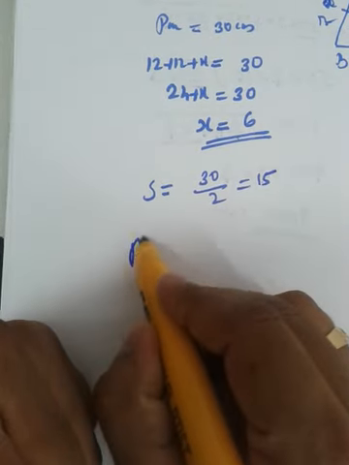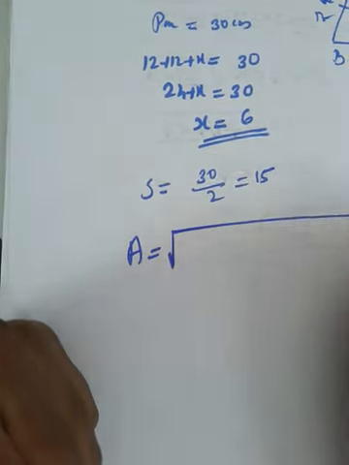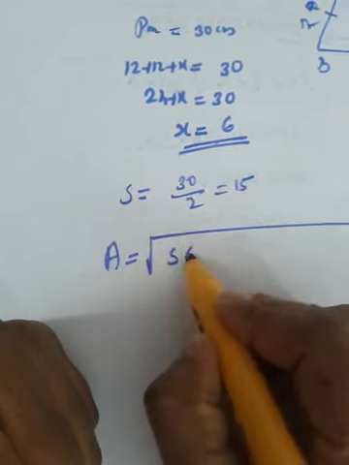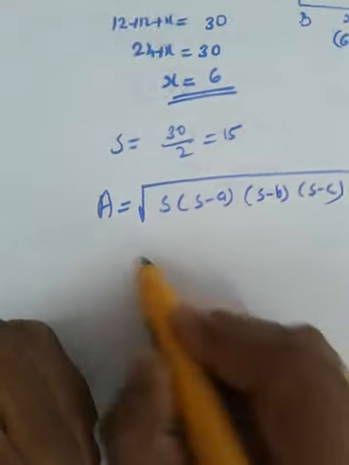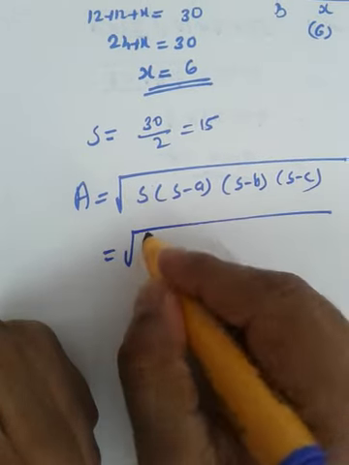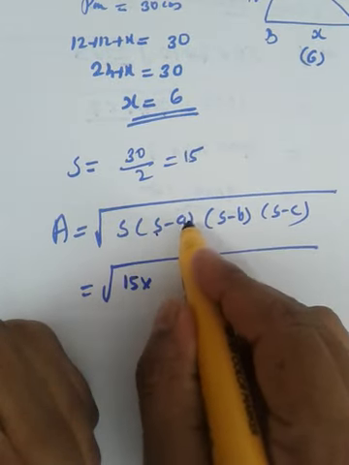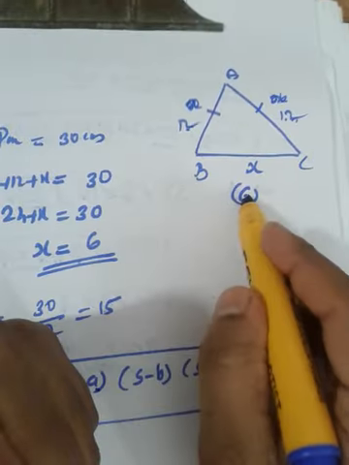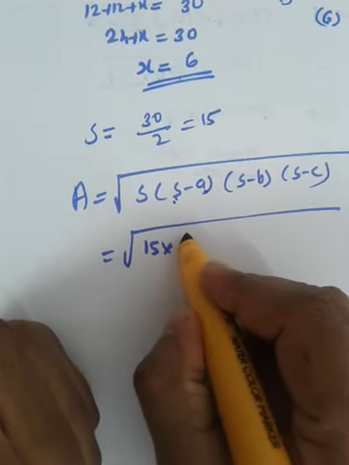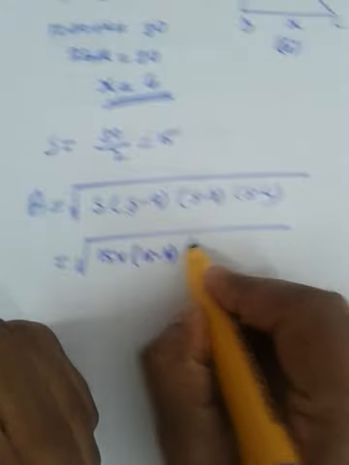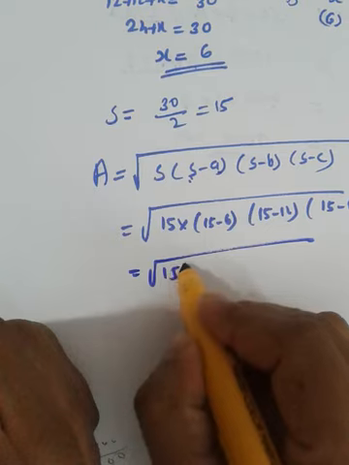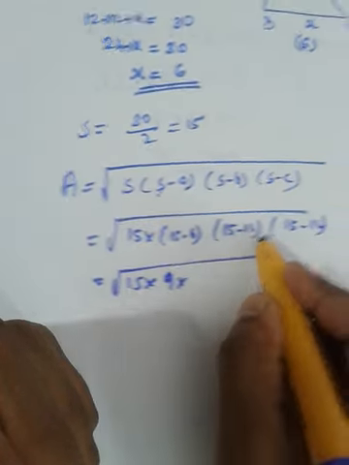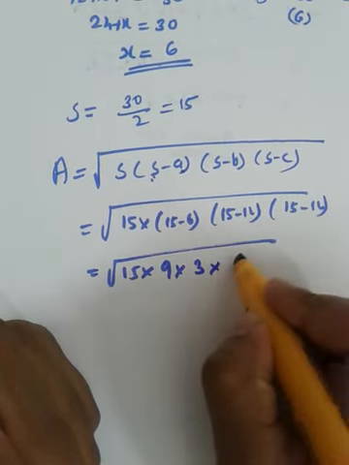Now it's the time to calculate the area by using Heron's formula. Square root of s into s minus a into s minus b into s minus c. Don't forget to write the formula. Then substitute the value of s as 15. So 15 into 15 minus 6, 15 minus 12, 15 minus 12. You may have understood, no? So it becomes 15 into, what is 15 minus 6? 9. 15 minus 12, 3. Then 15 minus 12, 3.